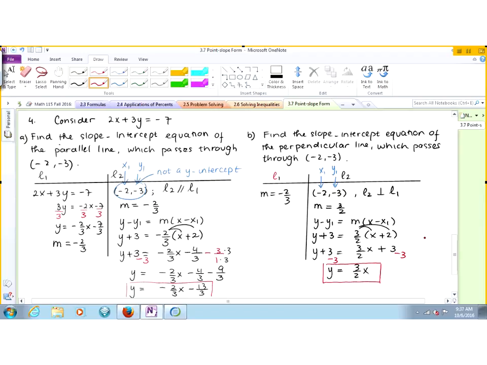Yes. Doable? Okay. So are you comfortable with slope, with the parallel perpendicular? So parallel lines have the same slopes. What about perpendicular lines?